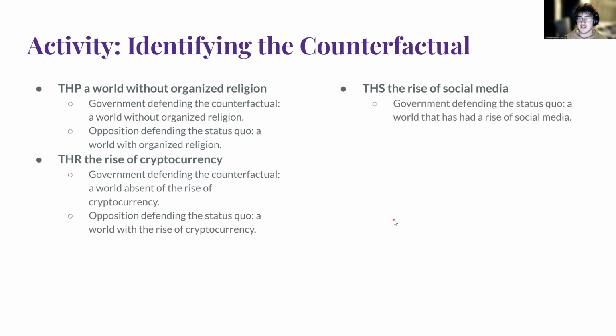So government defends the status quo, a world that has had a rise of social media. Opposition is actually defending the counterfactual, a world without the rise of social media. Note how tricky this was, because normally you think only the government defends the counterfactual, because they're often the ones arguing for some kind of change in the world, or some different way of conceiving it. So government defending the status quo, a world that has had a rise of social media, is because we've already had that happen before. So make sure to account for these tricks.